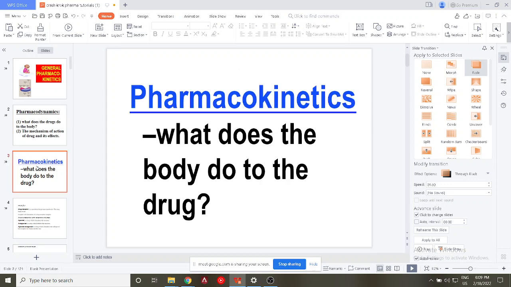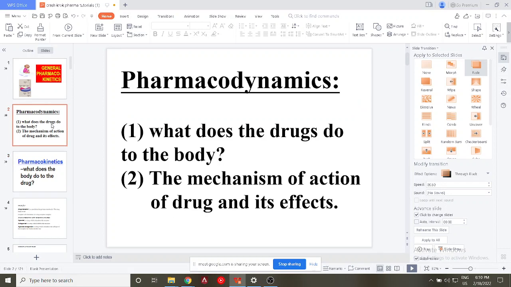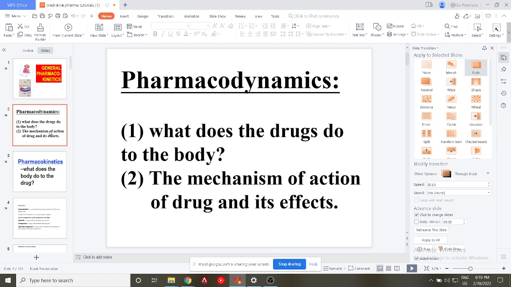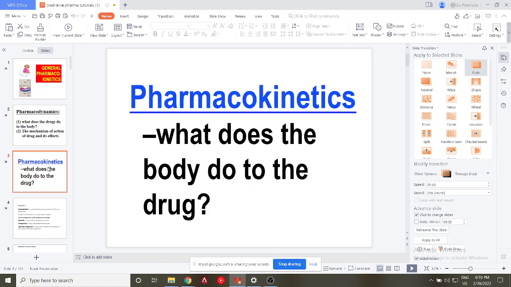So the next term is pharmacokinetics. Pharmacokinetics talks about what the body does to the drug. This covers absorption, bioavailability, and route of elimination. So when you take the drug, what does the body do to the drug? Take note of these two terms, pharmacodynamics and pharmacokinetics. Dynamics: what the drug does to the body, and kinetics: what the body does to the drug. Please take note, it's very important.